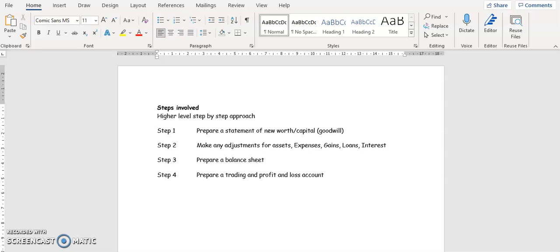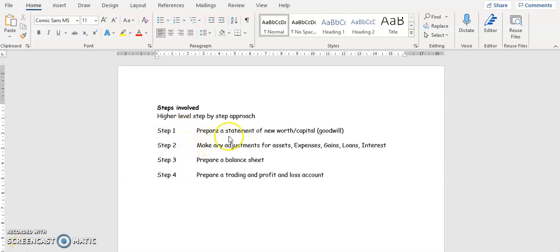Okay, so let's have a look at incomplete records type B and the steps that are involved in this. So type B, we've kind of got less information from our client, so we've got less steps to work from to complete our balance sheet and our profit and loss. So steps that are involved, we've got 4 steps.